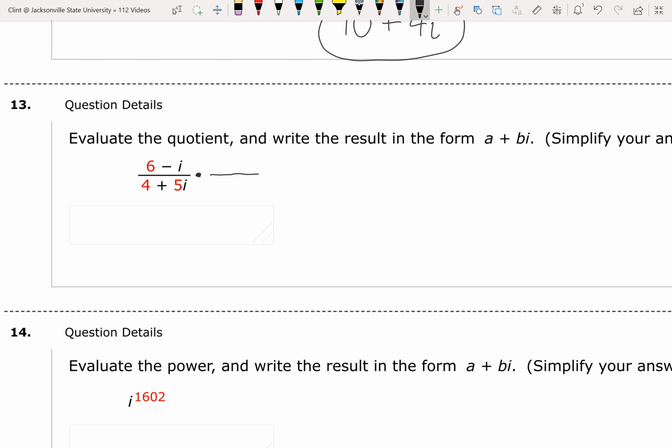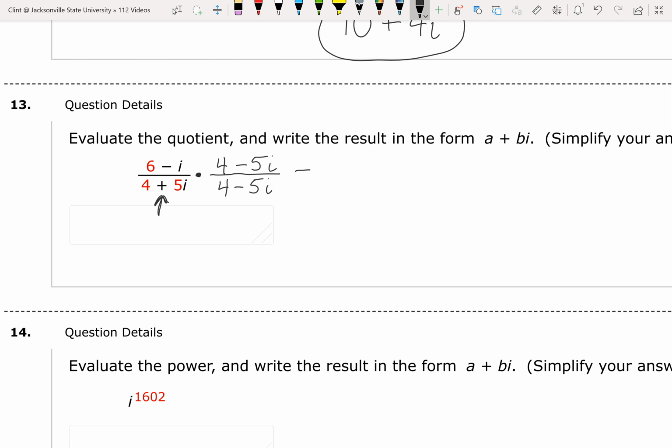And the thing we multiply by is called the complex conjugate. To get that, all we do is we change this sign. Just take the opposite of whatever that sign is. So here we're going to multiply by 4 minus 5i over 4 minus 5i.